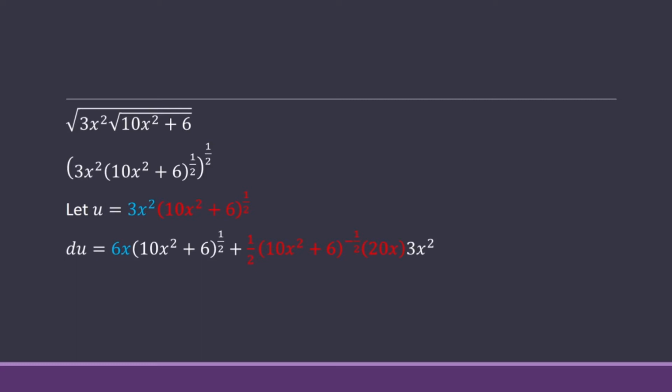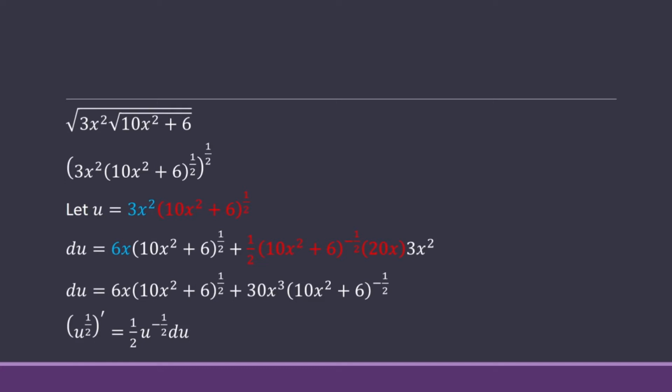Then we're going to take the derivative of 10x squared plus 6 to the 1/2 power, which will bring down the exponent, keep the inside the same, the 10x squared plus 6, subtract 1 in the exponent, and then multiply by the derivative of the inside, which is 20x. And then we're going to multiply that by 3x squared. Simplifying this, we have 1/2 multiplied by 20x, that'll make 10x. And if we multiply 10x by 3x squared, we get 30x cubed.